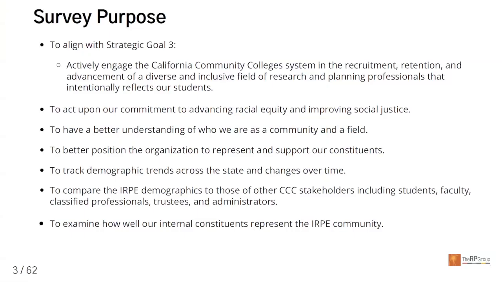So we're going to go over the survey overview. One of the biggest pieces of that is our strategic goals. You can see that we want to actively engage in our California community college systems in the recruitment, retention, and achievement of a diverse and inclusive field of research and planning professionals that intentionally reflect our students. Today, we've been collecting this. This is the third time you'll see some trend data, which is really helpful as well. Just from myself as a board member, we use this to prioritize and build in and ensure that we meet this strategic goal. And you can see the different points here that really guide our work. So next slide, please.